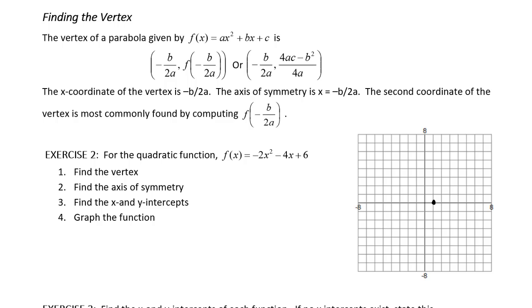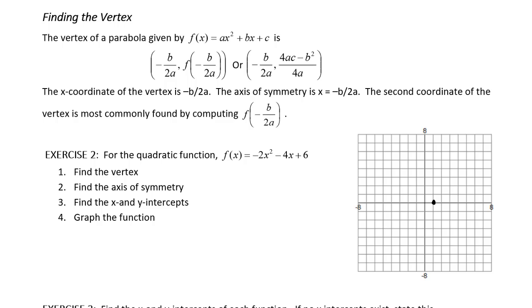Welcome back. We're now going to find the vertex using the formula negative b over 2a. We can use the same quadratic functions, but sometimes it's easier to use this formula. Once we have the vertex value negative b over 2a, the x value for that, then we can substitute that value into the function itself to get the output, or the y value.